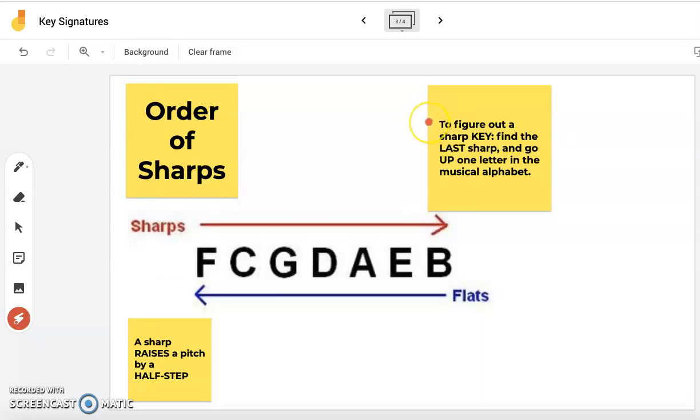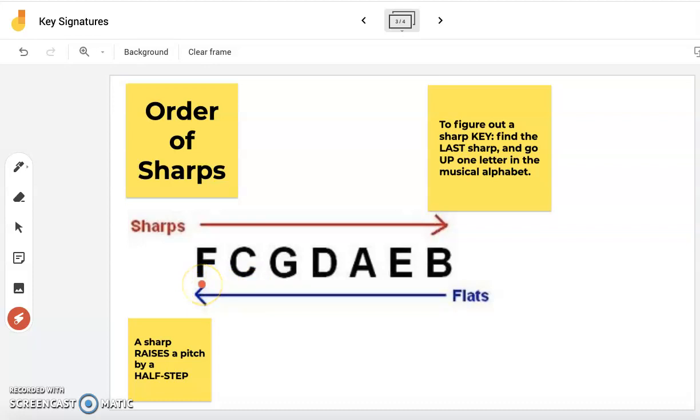To figure out a sharp key, when you have sharps in your key signature, all you have to do is find the last sharp and go up 1 letter in the musical alphabet. So if you only have 1 sharp and it's F sharp, 1 letter up from F is G. If you have 2 sharps, F sharp and C sharp, the last sharp is a C. 1 letter up from C is D.